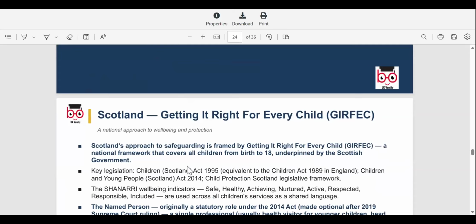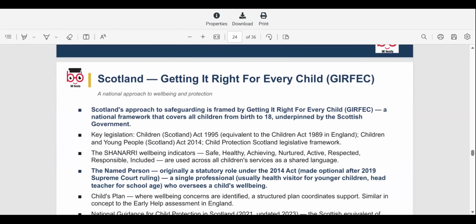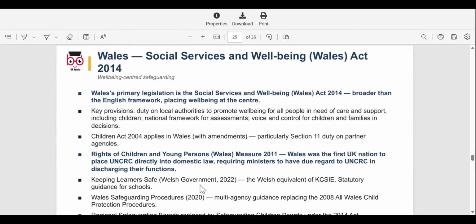Scotland, Wales, and Northern Ireland. We'll briefly go through each one. So Scotland has Getting It Right for Every Child, a national policy framework designed to support the wellbeing of children and young people from birth up to the age of 18. It provides a shared framework and language for public services, including health, education, and social work, to work together. It puts the child and their family at the centre of any decisions, and makes sure they are safe.